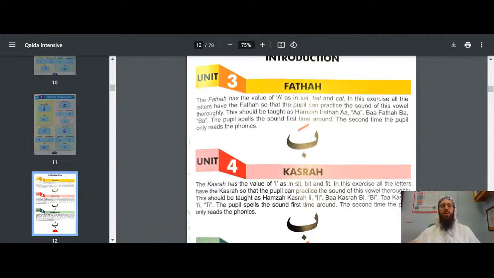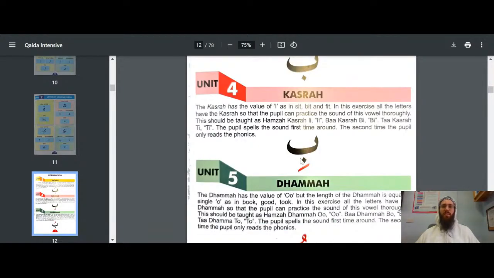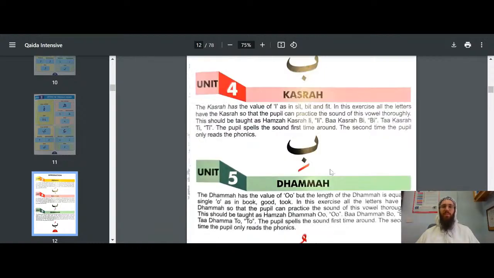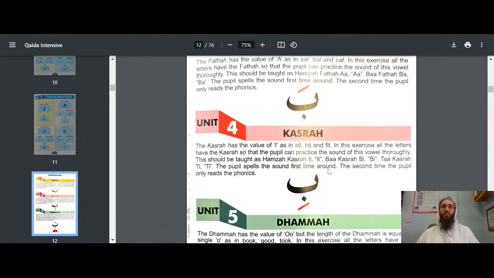This dash on top makes it ba. So ba and ba obviously sound the same. This is a ba letter and has a kasra, so it's pronounced bi. That's it. It's that simple. And this is a dhamma, so it's pronounced bu. And now with that knowledge, you can now already read basically. Nearly.